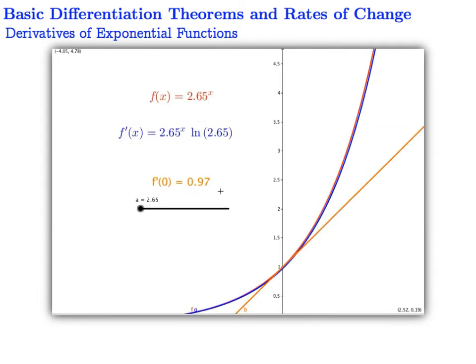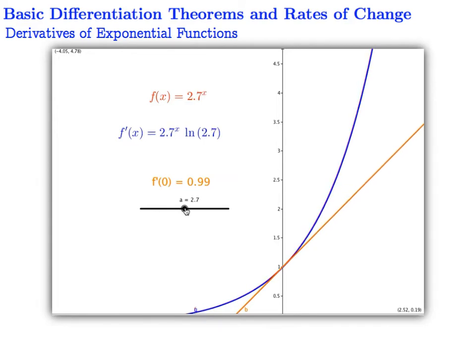So if we zoom in a little bit here, what we can see is that the blue line now at 2.65 is a little bit below. And as we scroll across, right around, it looks like 2.71 is a pretty good approximation. 2.72 is pretty good. They're pretty much lined up right over each other. The derivative is equal to the function.